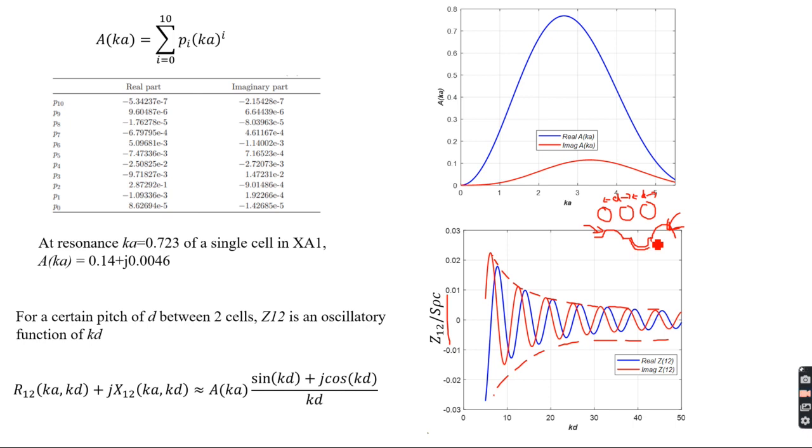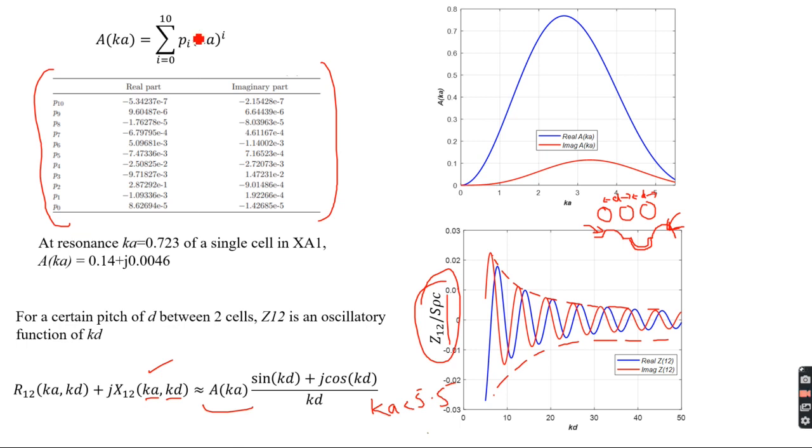So it's not only that they're experiencing the load from the immersion medium, but they're also pushing each other. That's exactly what's going on here with Z12. And Z12 happens to be an oscillatory function, which is in fact an inseparable function of both the geometry and the pitch. But for low frequencies, ka less than 5.5, as a reference, you can separate these two functions, and A(ka) is a polynomial. Here is the list of those polynomial coefficients, and A(ka) looks like this.